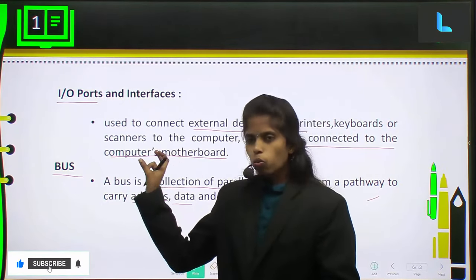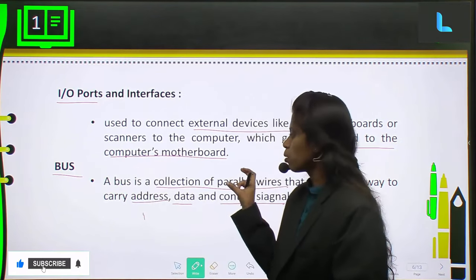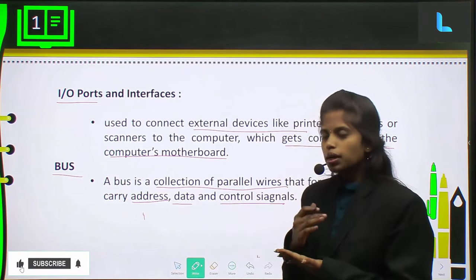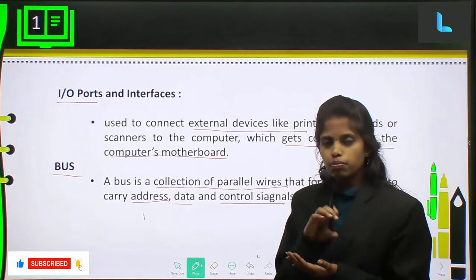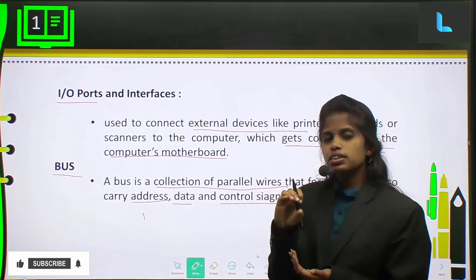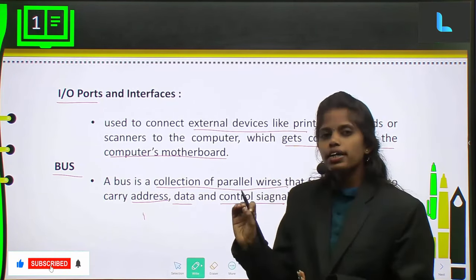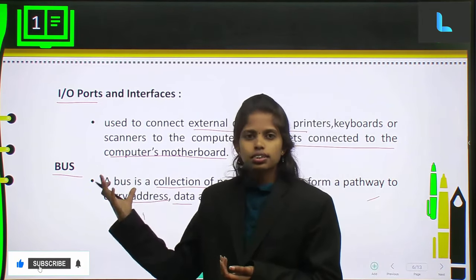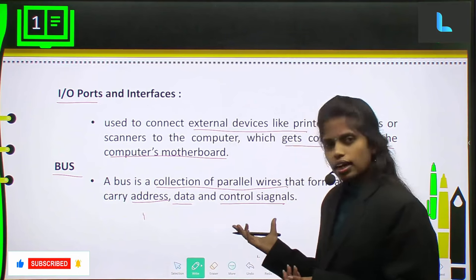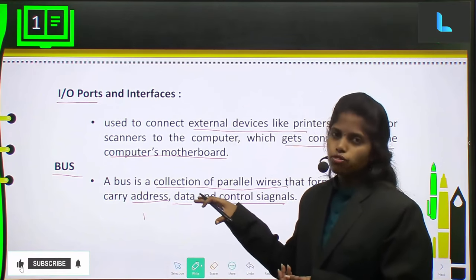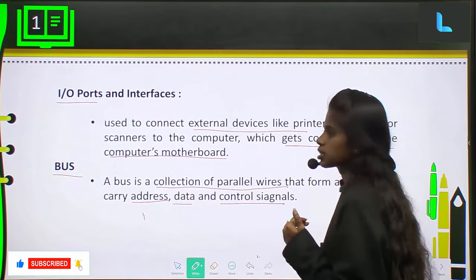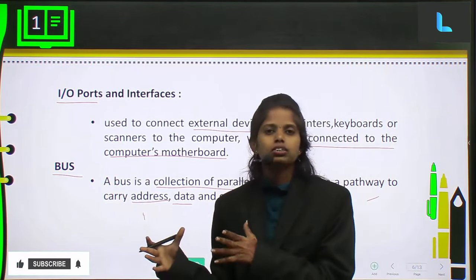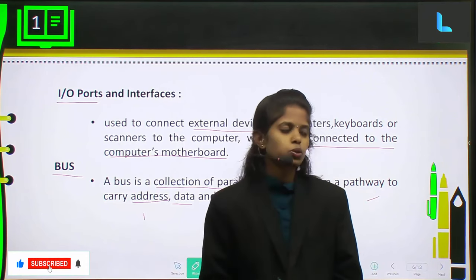And how is the bus formed? It is formed by parallel wires, many wires arranged parallelly, which we consider as a bus, and each wire will carry one bit of data. This we have already studied in the chapter, so you can write that or else leave it for the definition itself. This is about the first question, what is a motherboard and the components of the motherboard. So we'll move to the next question.